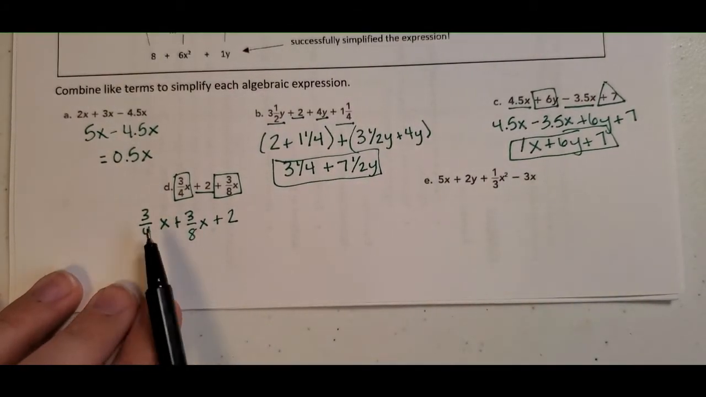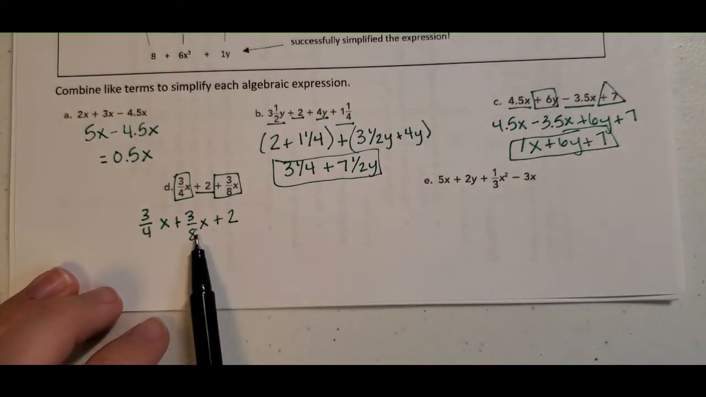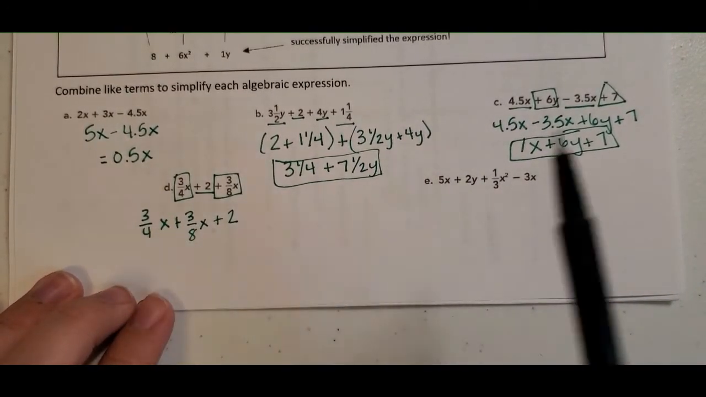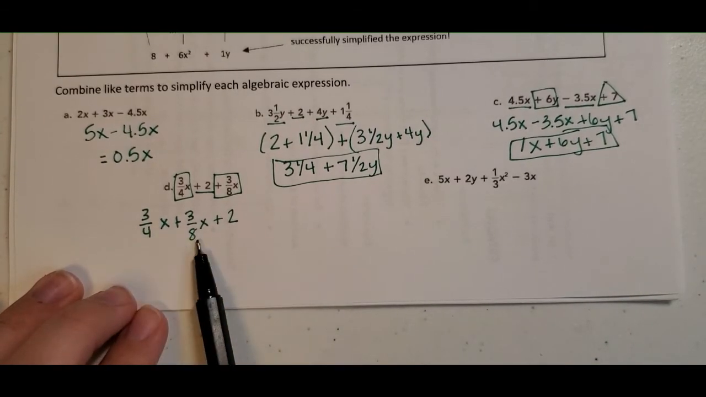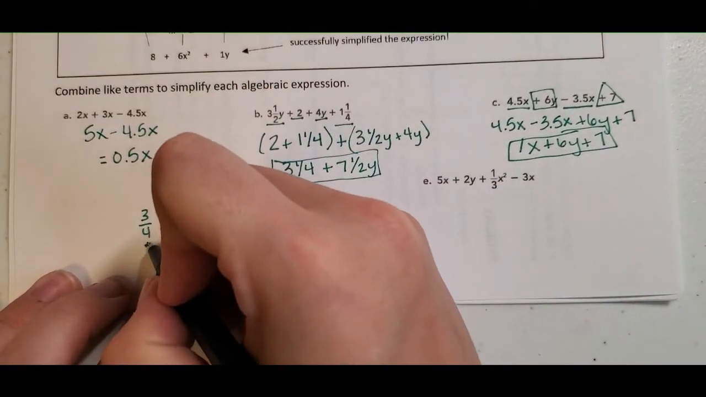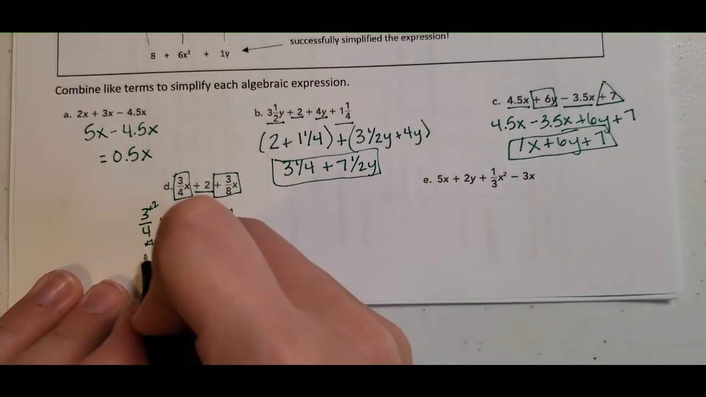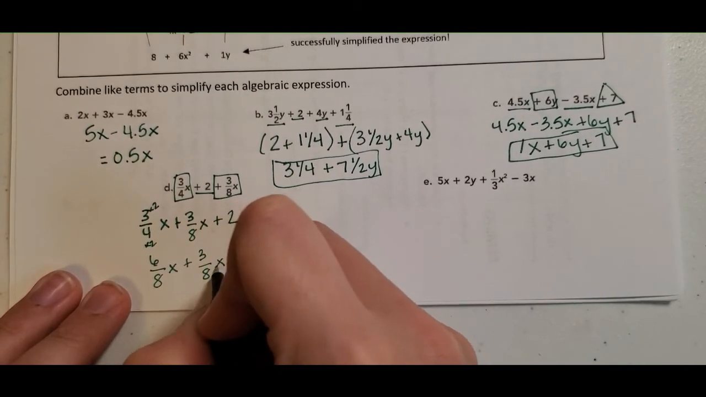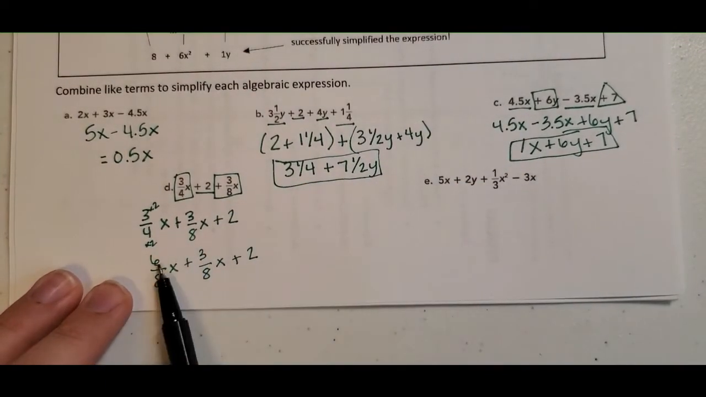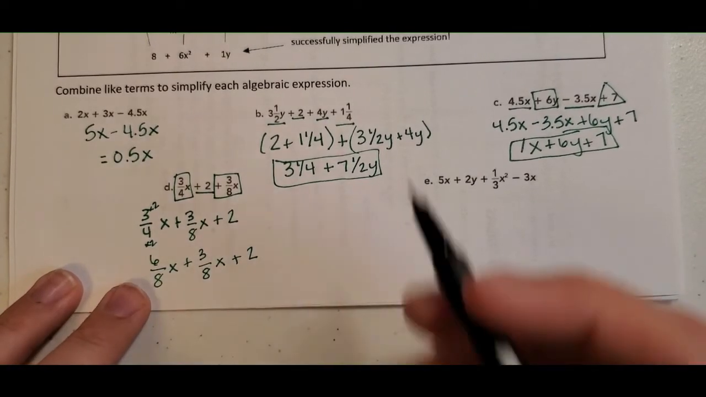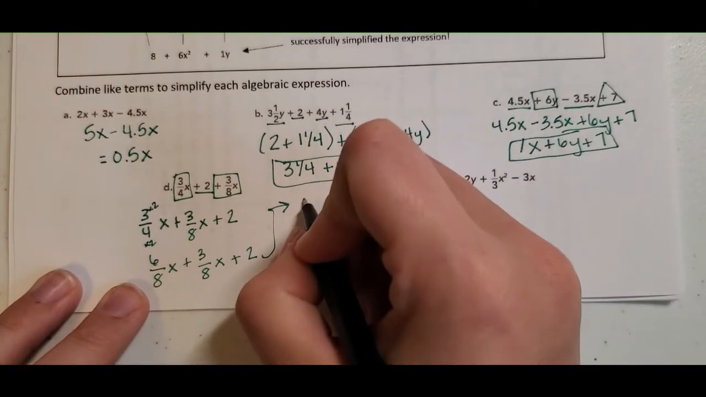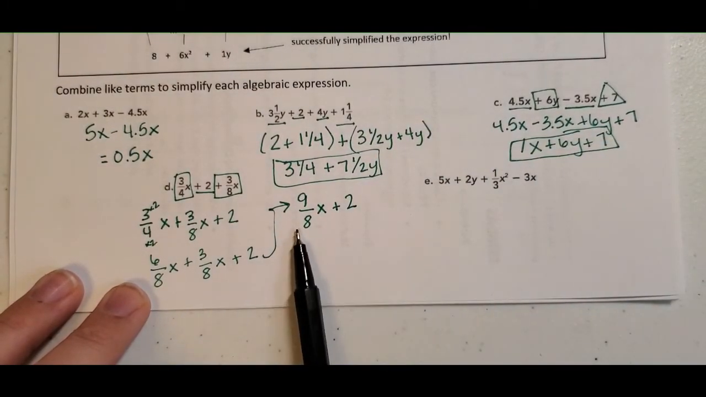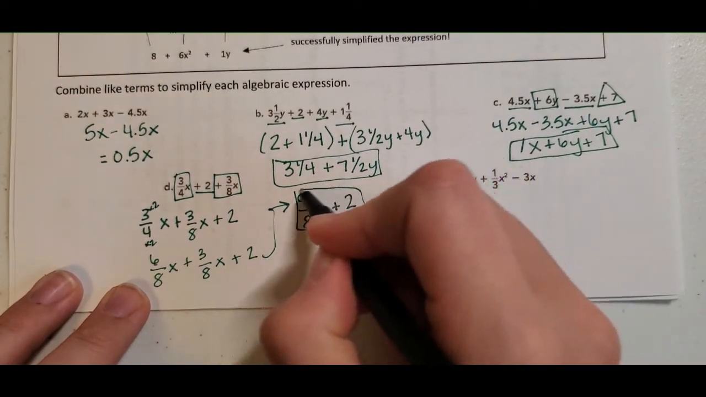Now, with this, remember when adding fractions, you have to have a common denominator. So you can just do 4 times 8, or you can just know 4 does go into 8 2 times. So I'm going to multiply by 2 on top and bottom. So now this is going to be 6 over 8x plus 3 over 8x plus 2. So 6 plus 3 is 9. So now I have 9 over 8x plus 2. Now you can change this to a mixed number if you want, or just leave it as an improper fraction.